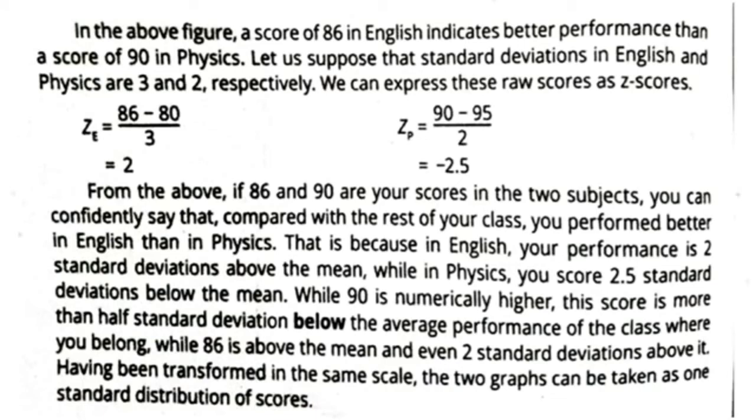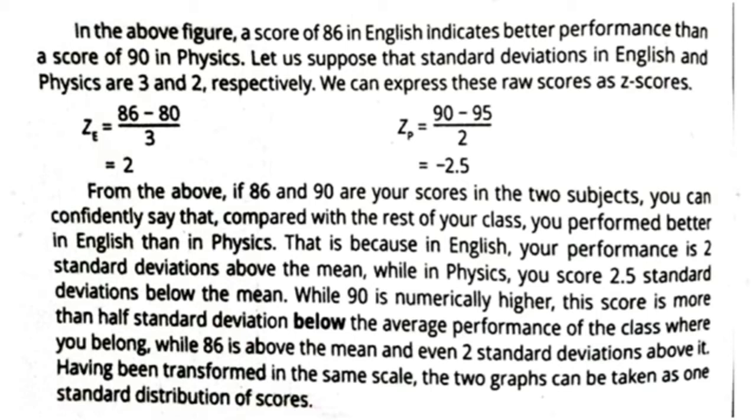In the above figure, a score of 86 in English indicates better performance than a score of 90 in P6. Let us suppose that standard deviations in English and P6 are 3 and 2 respectively. We can express these raw scores as Z-scores. For example, Z_E, or English, equals 86 minus 80 divided by 3 equals 2, and Z_P, or P6, equals 90 minus 95 divided by 2 equals negative 2.5.